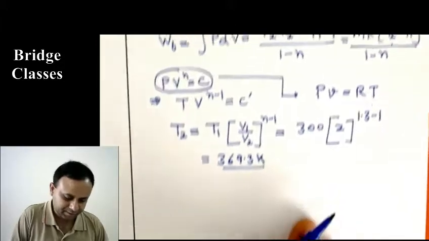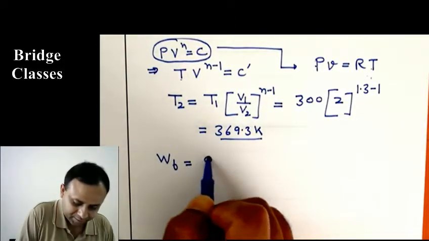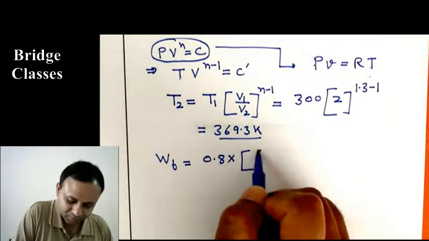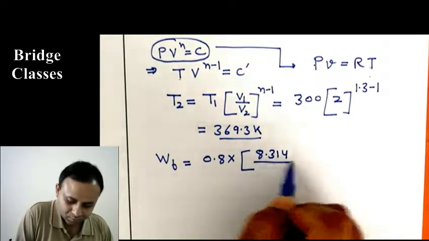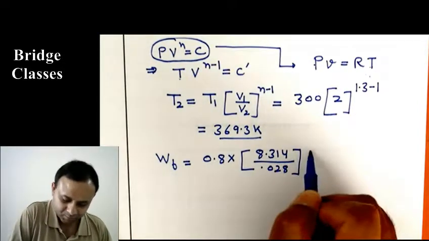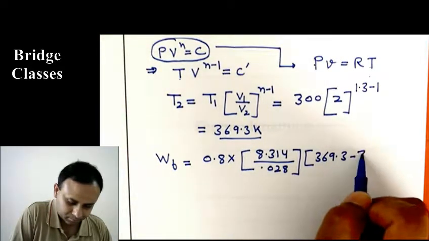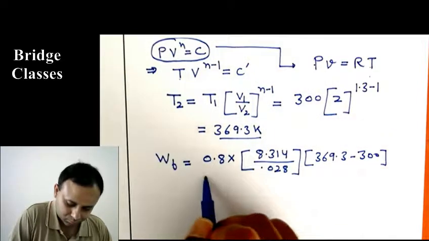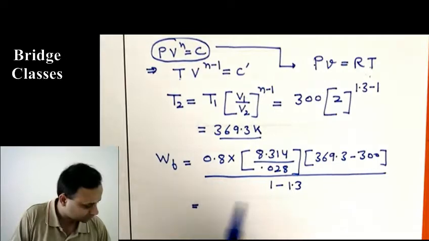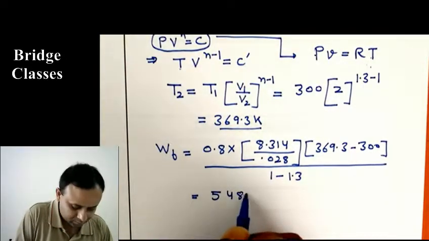And then plug numbers here. I'll do that quickly. For the boundary work, m is 0.8 kilogram. Then the gas constant for nitrogen will be 8.314 over 0.028, times T2 minus T1 over 1 minus n. Okay, so this gives you the boundary work, 54800 joule.